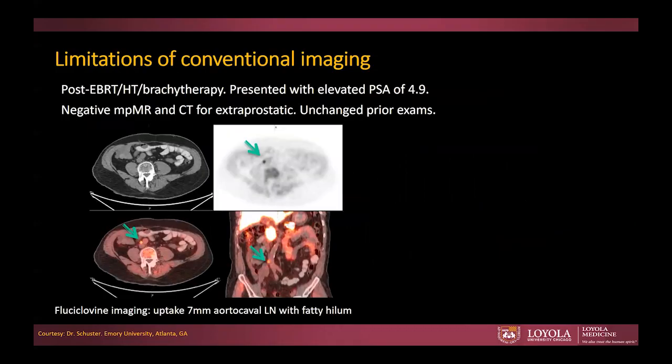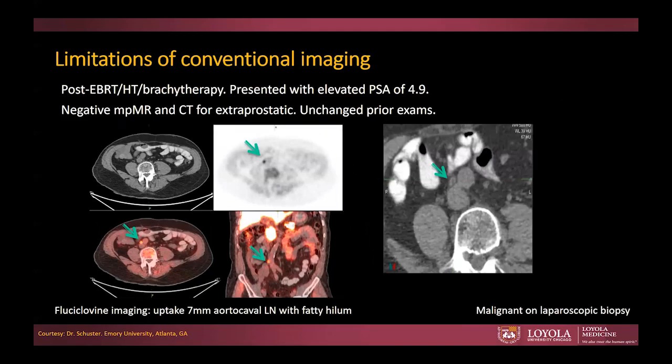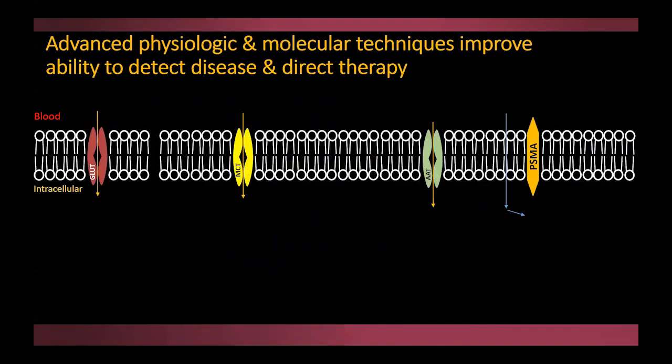This is one of the early cases. You can clearly see that the CT images showing benign lymph node, yet the uptake on fluciclovine is very suspicious. And this is one of the early evidence that metastatic disease from prostate cancer can be in small subcentimeter benign appearing lymph nodes on conventional images.